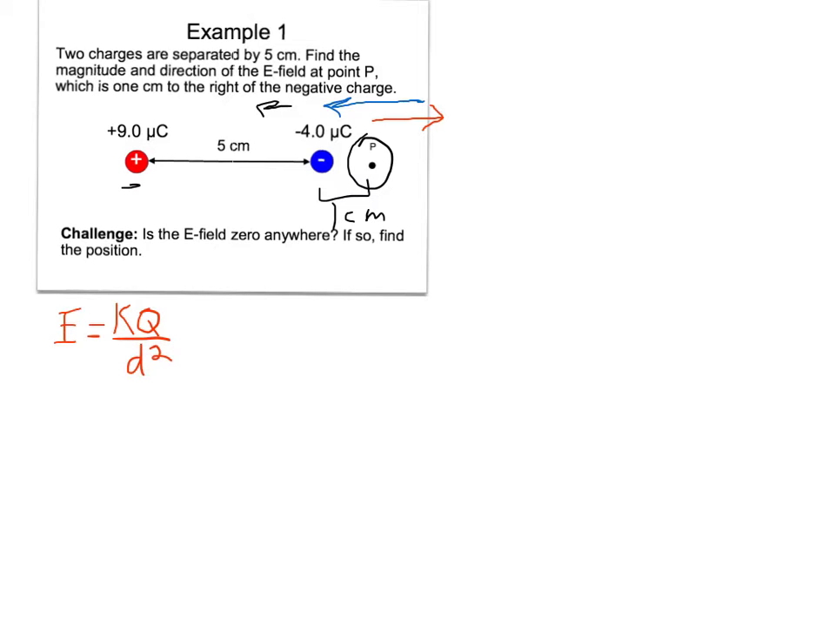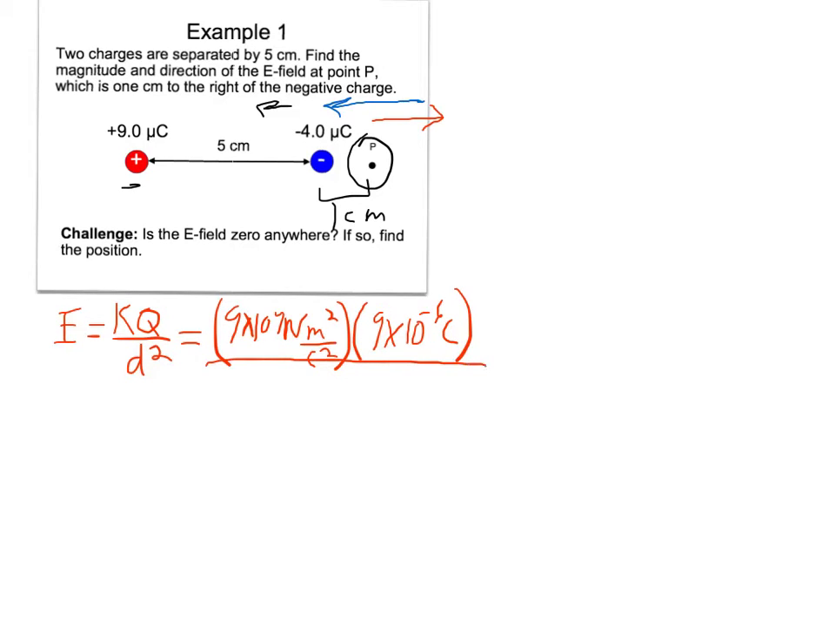So at point P, we're now 6 total centimeters away, so our distance would be 6 centimeters. We've got 9 times 10 to the 9th Newton meters squared per Coulomb squared. And it's 9 microcoulombs, so 9 times 10 to the negative 6 coulombs. And 6 centimeters, for those keeping score at home, that'd be 6 times 10 to the negative 2 meters. Calculate that field strength. But that distance must be squared, don't forget about that.